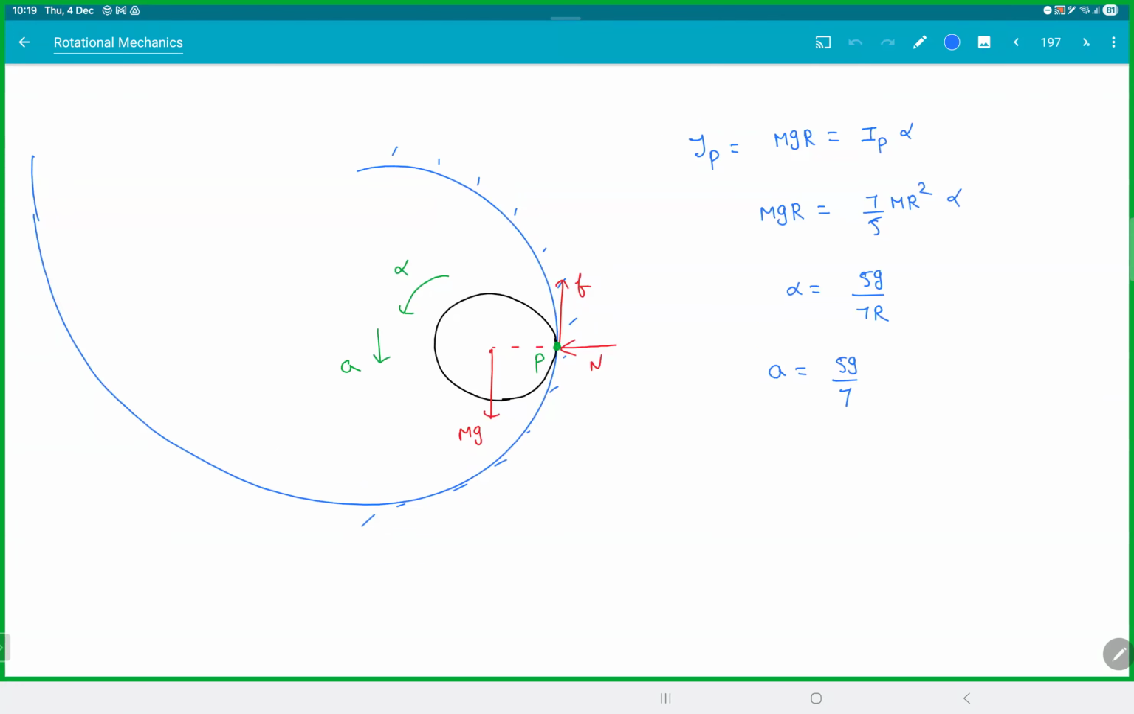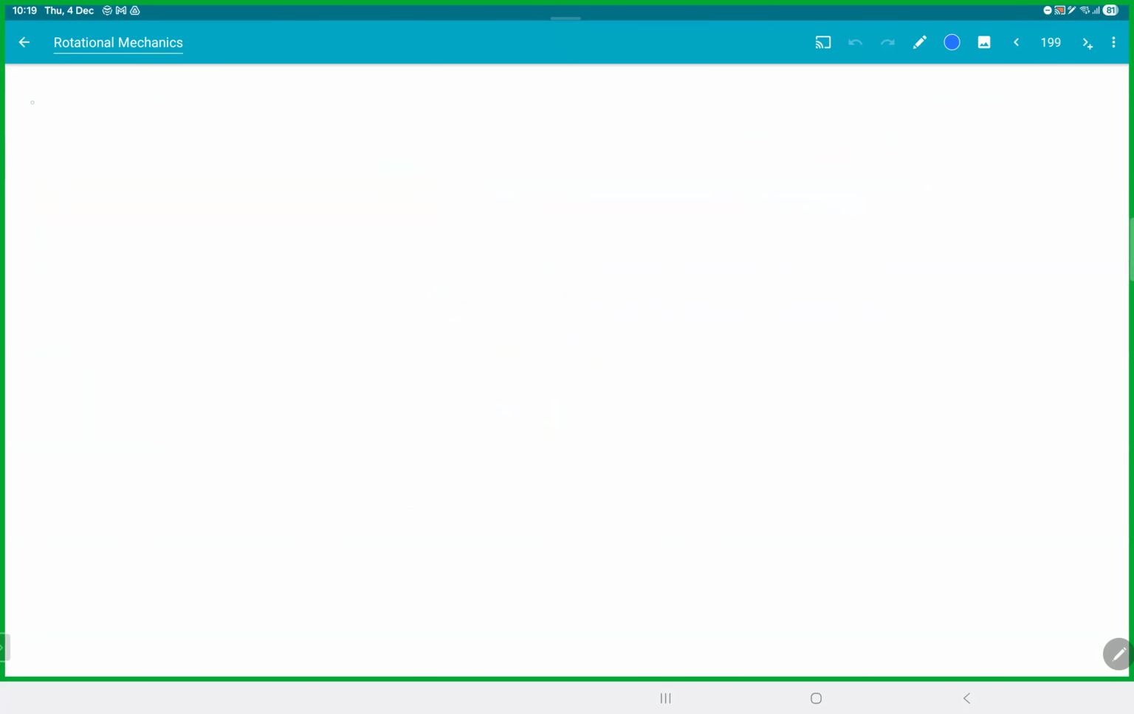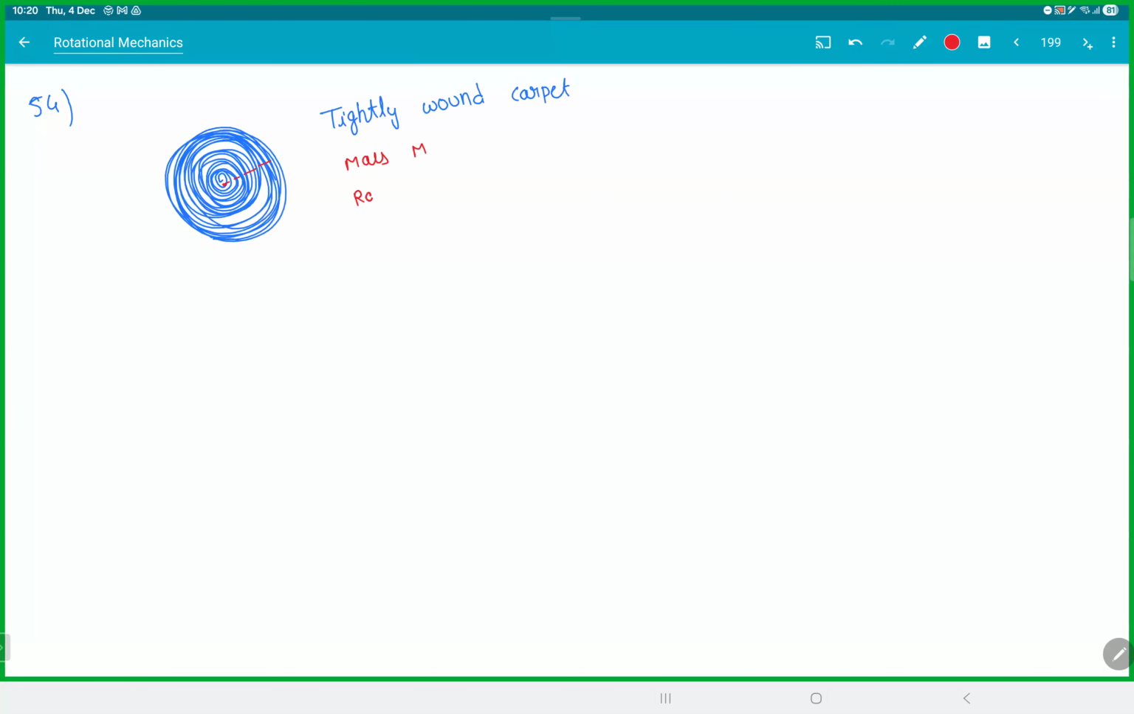People are exhausted already. Let's see. Last one for the day. We'll do an easy one only. We have a carpet. This is a tightly wound carpet. We did something like this in foundation. The carpet's radius is R, mass M. So there is no space between them. Huh? I didn't draw it properly.